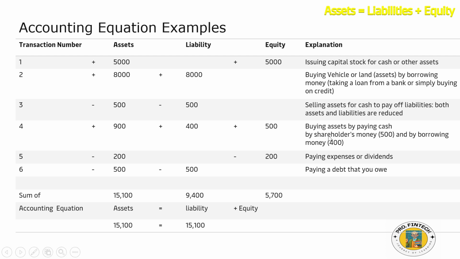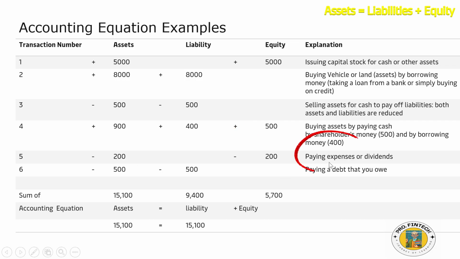In the fourth example, the company buys assets worth 900 using two sources: shareholder money and borrowed money. Assets increased by 900 in total. Liabilities increased by 400 due to borrowing. Equity increases by 500 because shareholders contributed capital.